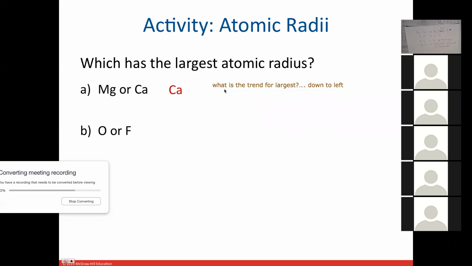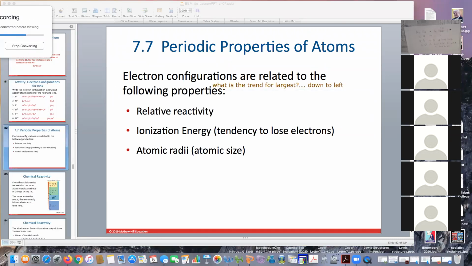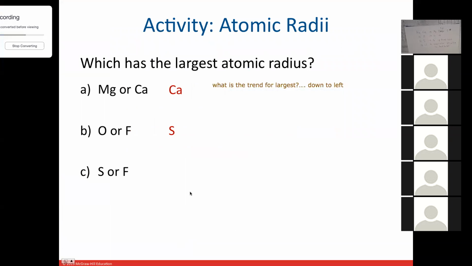Okay, oxygen or fluorine? Look at your periodic table. Fluorine's to the right, so which one's going to be larger? Oh gosh, that's a typo. Okay, sulfur or fluorine. So again, fluorine is both up and to the right. Which one's going to be larger? Better be sulfur.